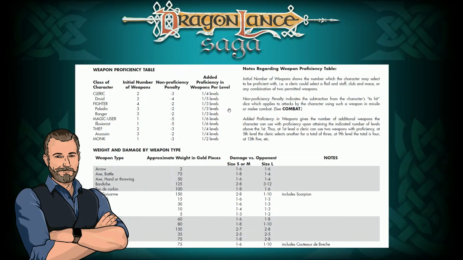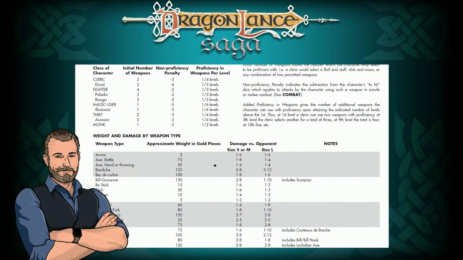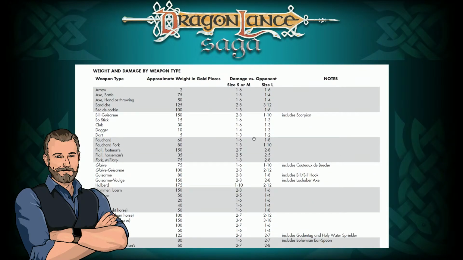Non-proficiency penalty indicates the subtraction from the character's 2-hit dice, which applies to attacks by the character using such a weapon in missile or melee combat. See combat. Added proficiency in weapons gives the number of additional weapons the character can use with proficiency upon attaining the indicated number of levels, above the first. Thus, at first level, a cleric can use 2 weapons with proficiency. At 5th level, the cleric selects another for a total of 3. At 9th level, the total is 4. At 13th, 5, etc.